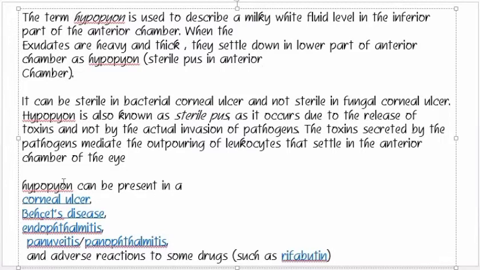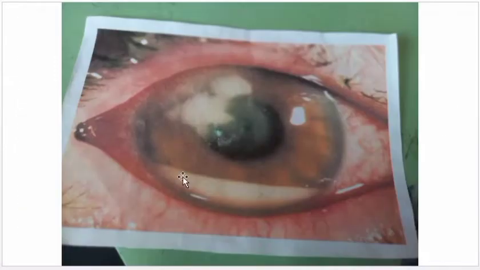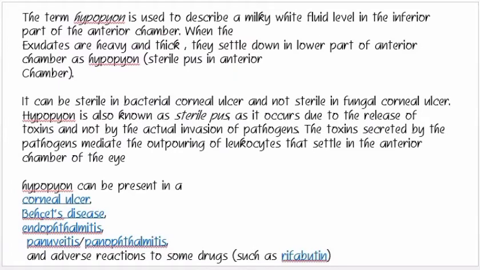Hypopyon can present in many conditions. You can be asked about it in corneal ulcer, Behcet's disease, endophthalmitis and panophthalmitis, and as an adverse reaction of some drugs such as rifabutin. So I may be wrong with the pronunciation, but this is something that you should know. It's just like there is a settlement of pus here. Okay, I forgot to keep the next slide, which was of hyphema, which is about blood, but for now I just kept this. In the next video I'll definitely ask you about this also, and we will compare both of them.